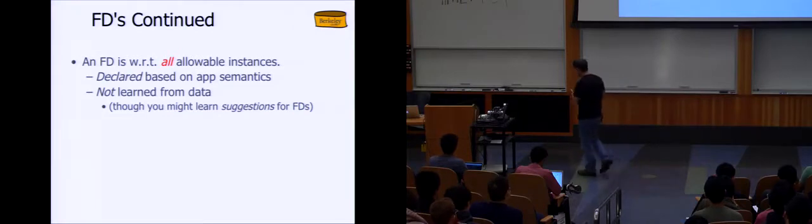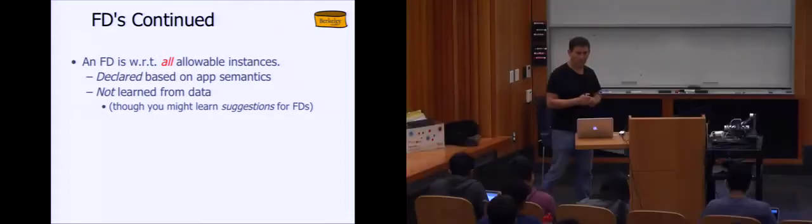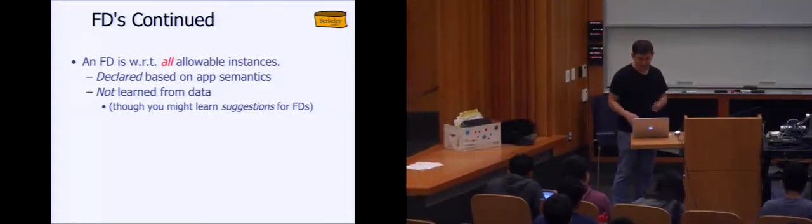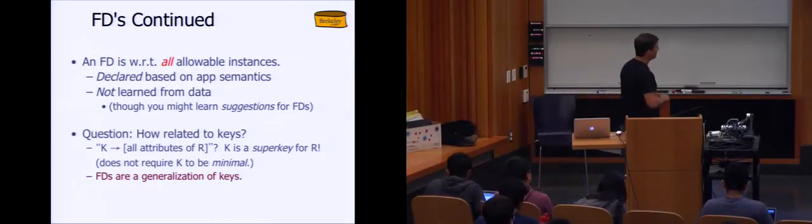Now, you might be able to go over some example data and say, gee, it looks like there are some functional dependencies here. Are they true? And then a person who understands the application domain could say yes or no. All right, but the decision about it is a design decision that you declare in a constraint. You write it down.